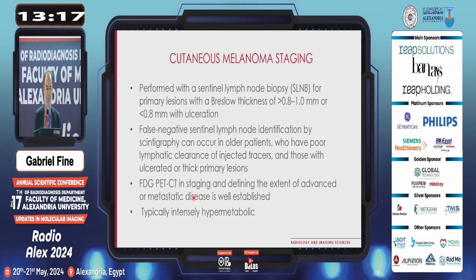So we typically perform a sentinel lymph node biopsy, not us, our team, as radiology. Well, it depends. In certain circumstances, the radiologist could do the biopsy. And you do it for primary lesions with a Breslow thickness of greater than 0.8 to 1 millimeter, or less than 0.8 millimeters if you see ulceration. False negatives can occur with lymphoscintigraphy. So oftentimes lymphoscintigraphy is done where sulfur colloid is injected, and that can happen in patients particularly with poor lymphatic clearance of injected tracers and those with ulcerated or thick primary lesions.